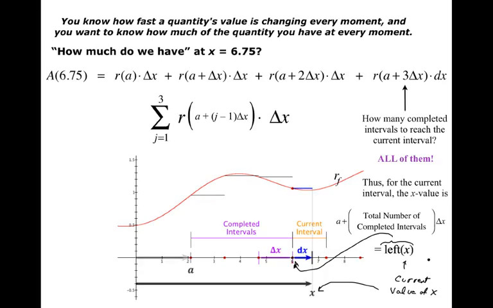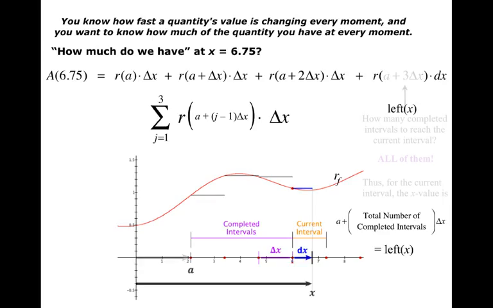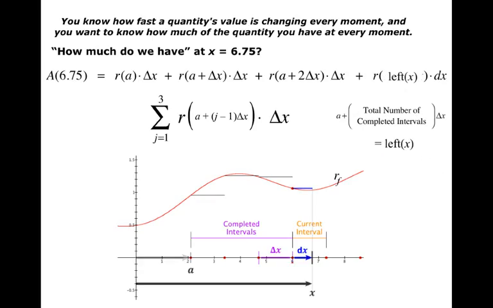But it's not until we take left x and evaluate r at left x that we get that rate. Left x is not a rate of change. So we're going to take left x and evaluate r at left of x. And now that is this rate here. R of left of x is this rate here. But left of x is the x value. It's the x value that we're going to plug into r to get the rate.